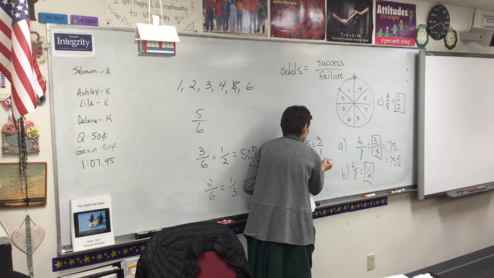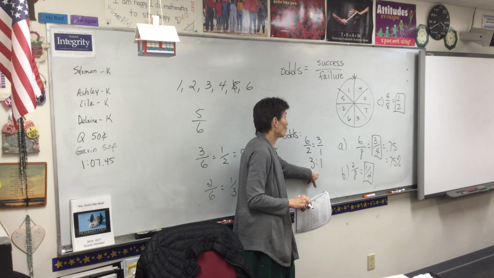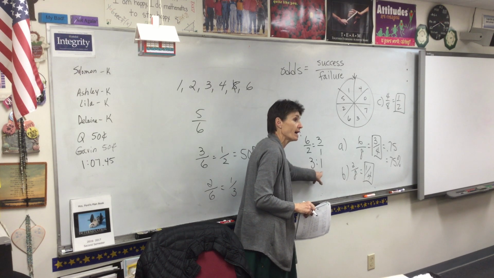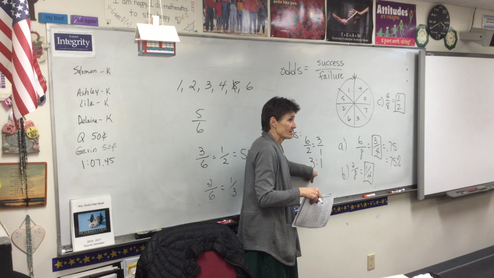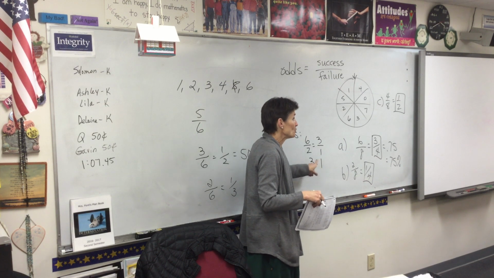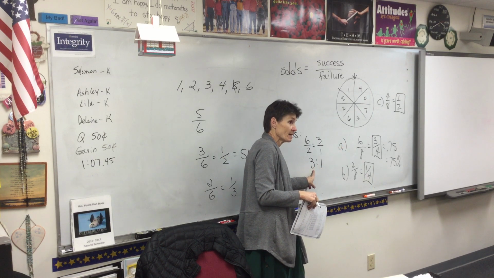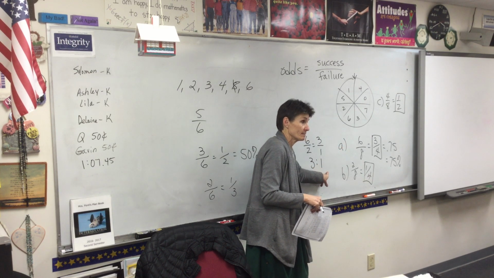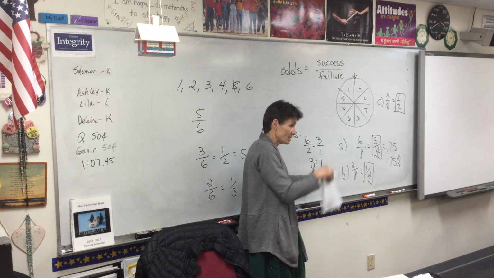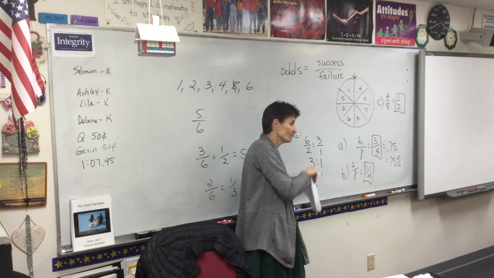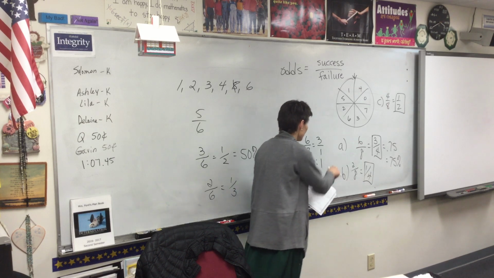And a lot of times, odds will be written like this. Have you ever seen that? Especially if you're looking at horse racing or something, you'll see odds written this way. Now, what this means is that if you did the experiment 4 times, you'd win 3 times and lose once. That's what odds mean. This is when you get what you want or win the game, and this is when you don't win the game.